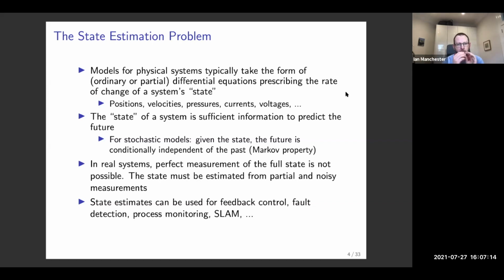This might be to predict its future perfectly in the case of a deterministic model, or in a stochastic model, it would have what we call the Markov property, which is that if you know the state, then the future is conditionally independent of the past. So it's basically a summary of all the relevant information, sufficient statistics from the past for knowing the future.